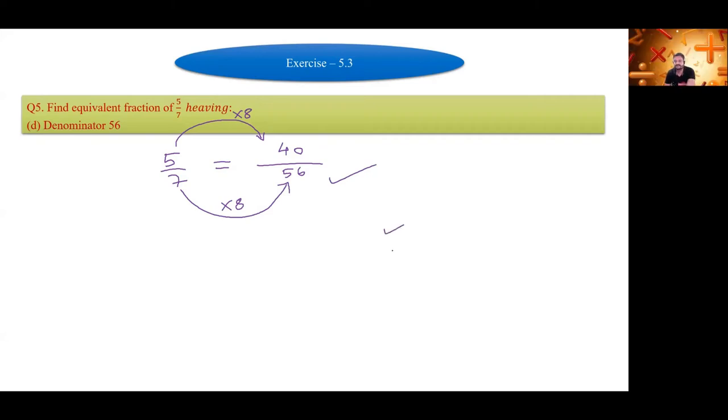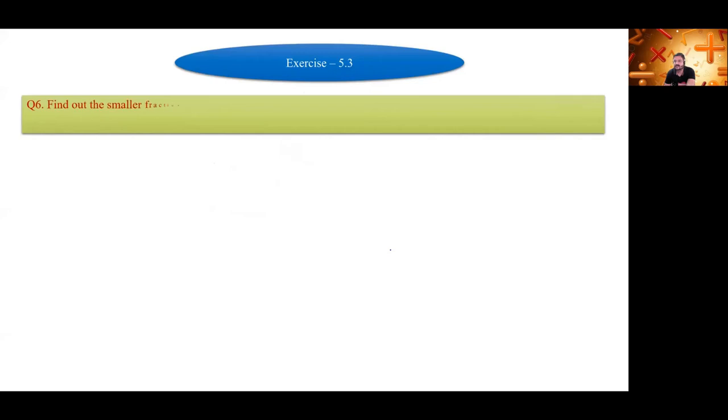Madhura. Madhura, 6th B, roll number 11. Okay, Shaurya Ubule. Yes, sir. Bolo. Find out the smaller fraction in each pair of fractions. Do you know it, Shaurya? Sir, okay, mute yourself. Shreya Gilda.